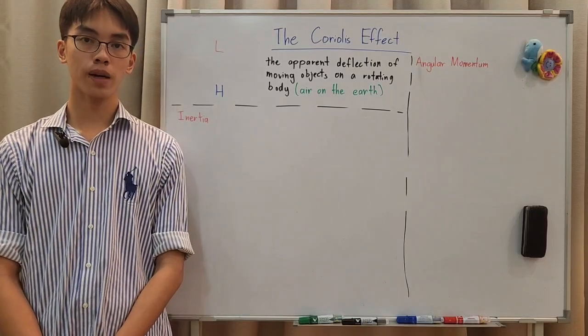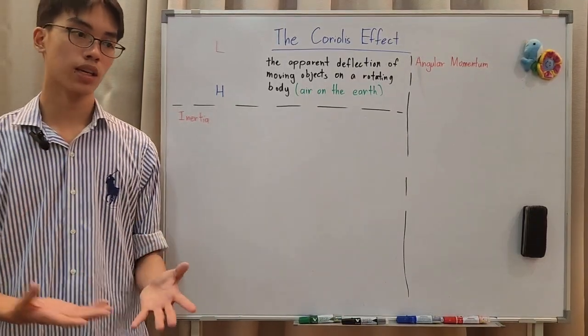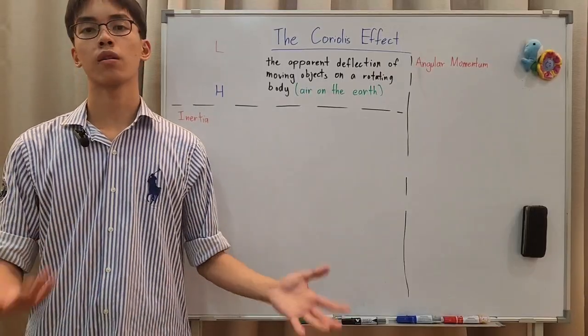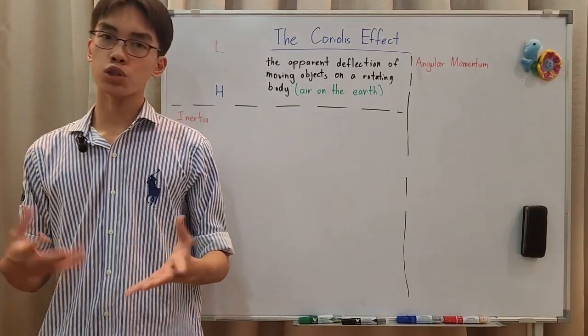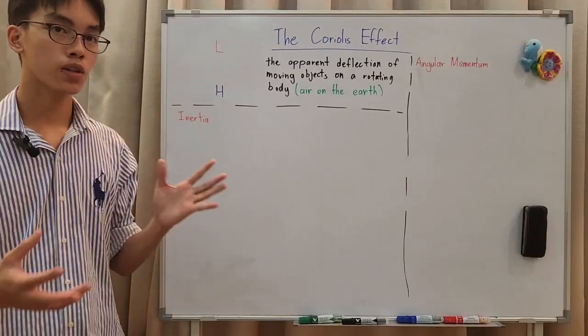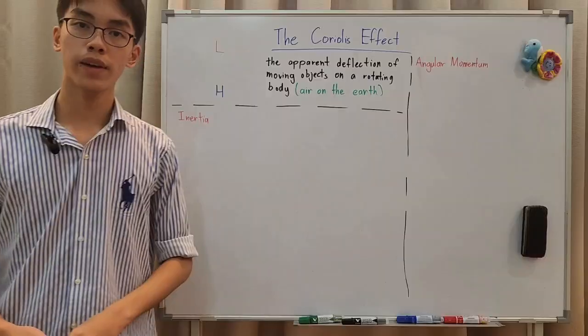Hello everyone, let's talk about the Coriolis effect. Now this concept and theory in atmospheric science and also geography is quite complex. There's two parts to it, inertia and angular momentum, but usually you only learn about this part, and this video goes in depth about this one as well, which is an important component of the Coriolis effect.